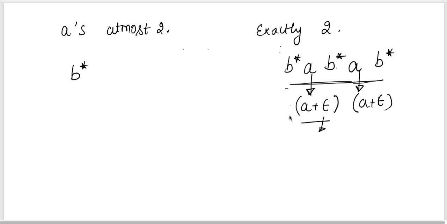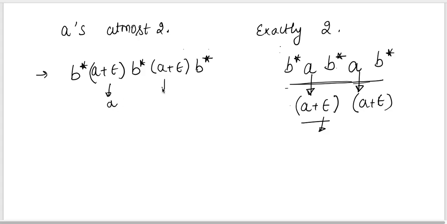Now let's do (A + ε) B* (A + ε) B*. See, this is the string in which the number of A's is going to be at most 2. How? If we want the string in which the number of A's is exactly 1, A can come from here and epsilon can come here. By this we can find that the number of A's is 1 in the overall string.